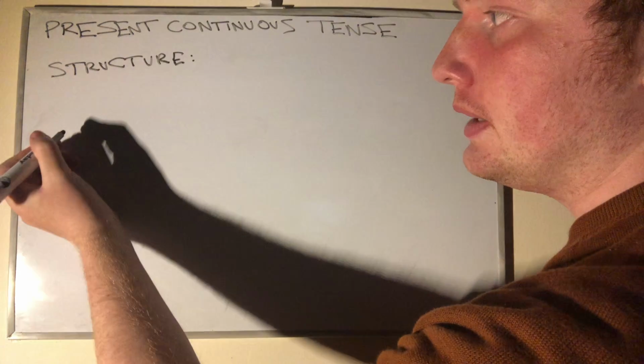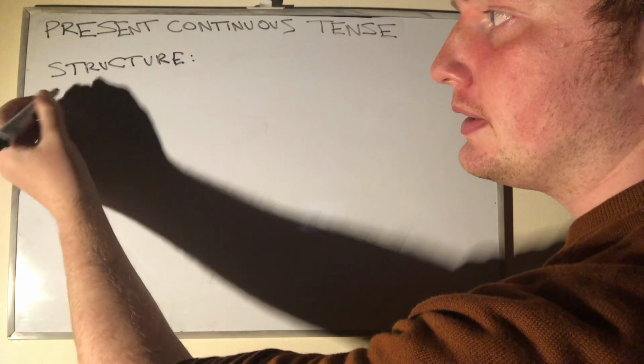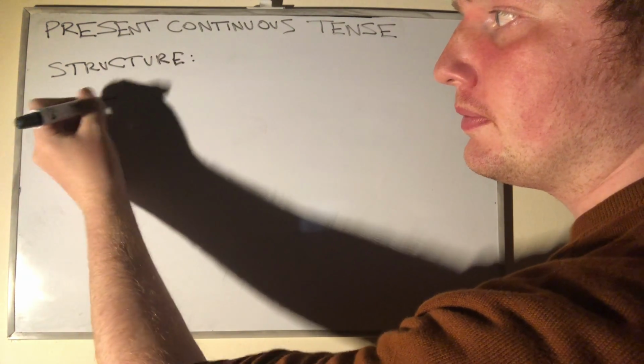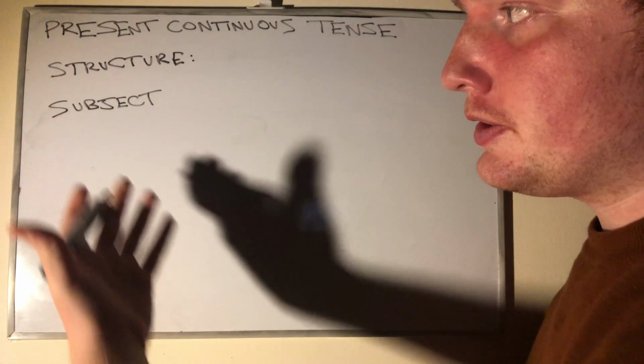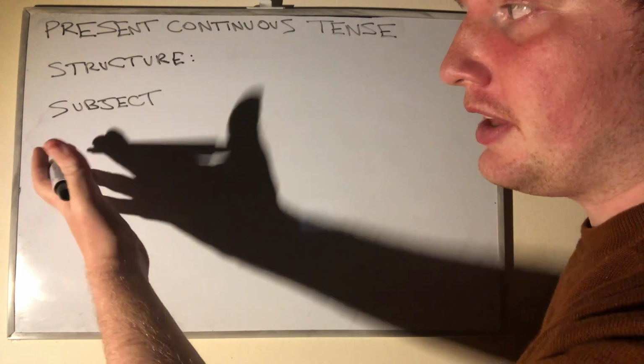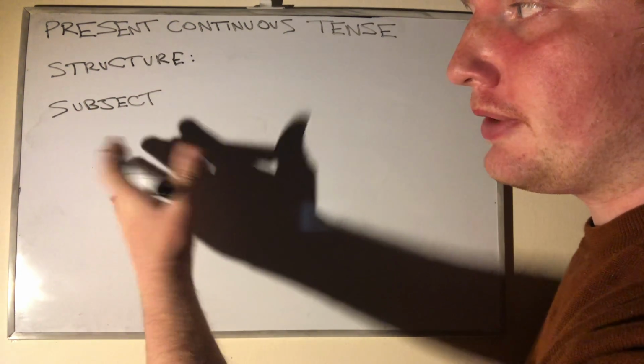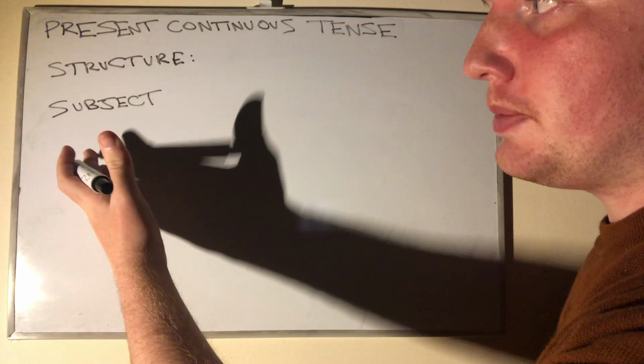The first thing we need is the subject. The subject being that which performs the action, so it could be a person or a thing or a pronoun or an animal. Any of those things could be the subject.